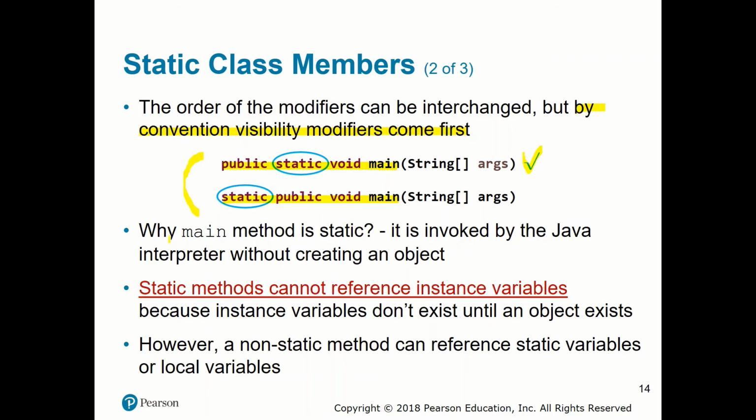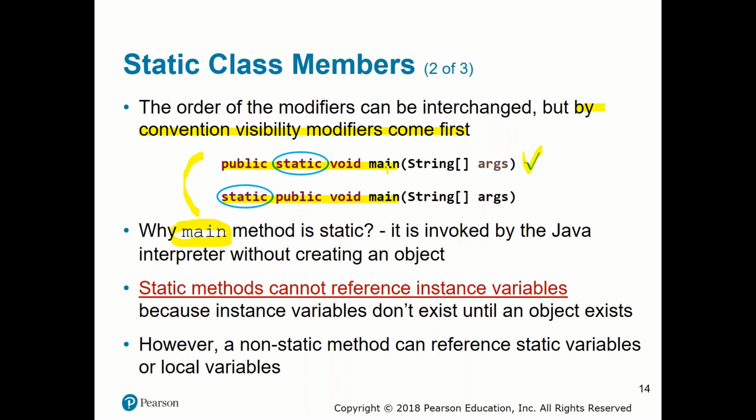Then think about it. Why is main method static? If we want to use a method, at first we must create an object of the class that has that method, right? So if we want to use main method, we must create the object of the class that has main. Does it make sense?